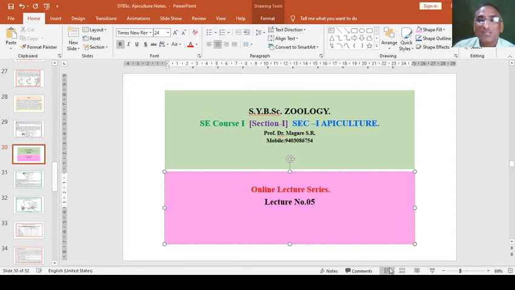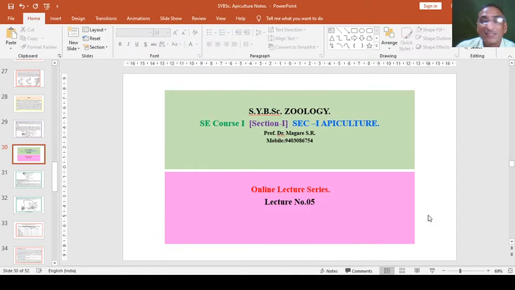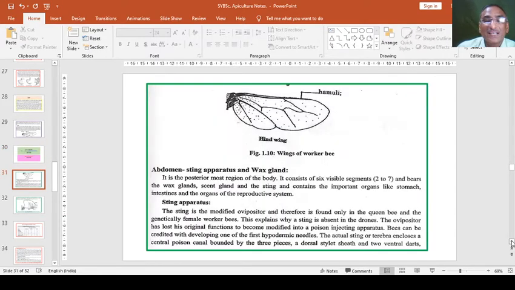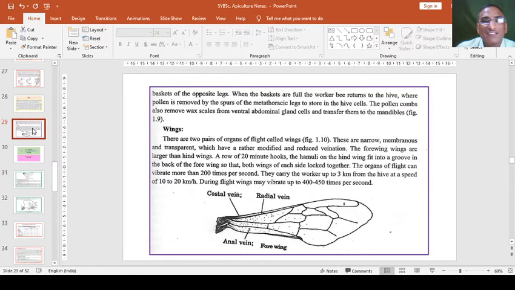Dear friends, welcome to lecture number 5 of apiculture. Last time we saw the three pairs of legs and two pairs of wings present on the thorax of the bees. The three pairs of legs are, serially, the prothoracic leg, mesothoracic leg, and metathoracic leg. The two pairs of wings are located on the mesothorax and metathorax respectively, and are called forewings first and hind wings second.